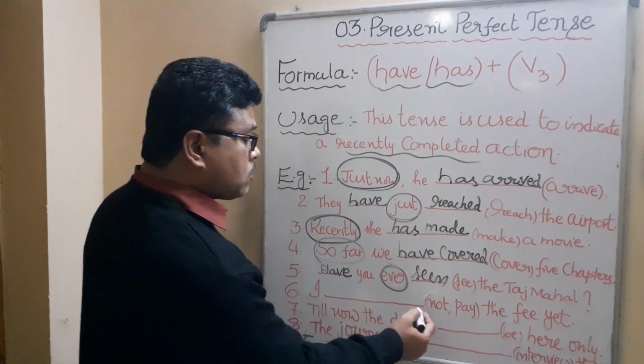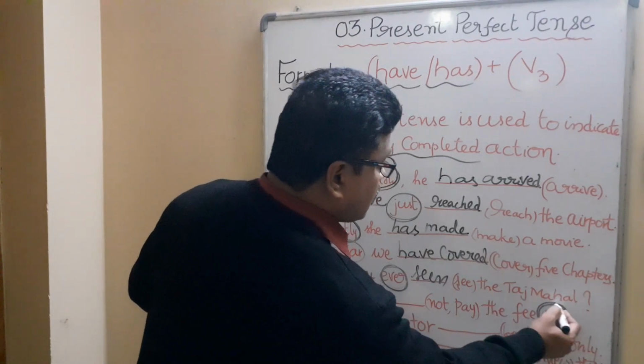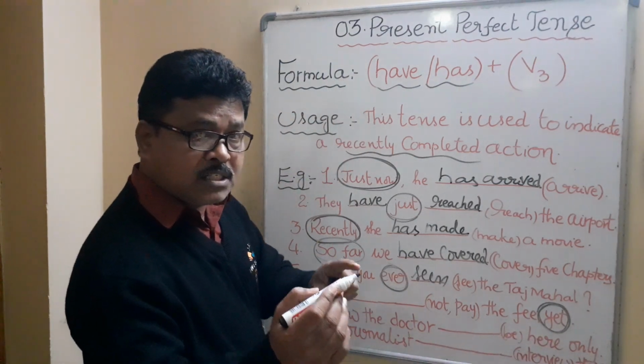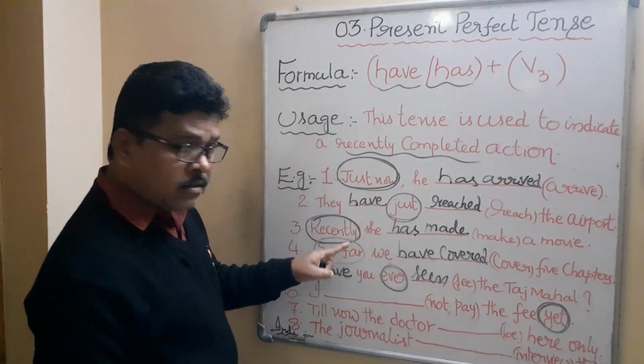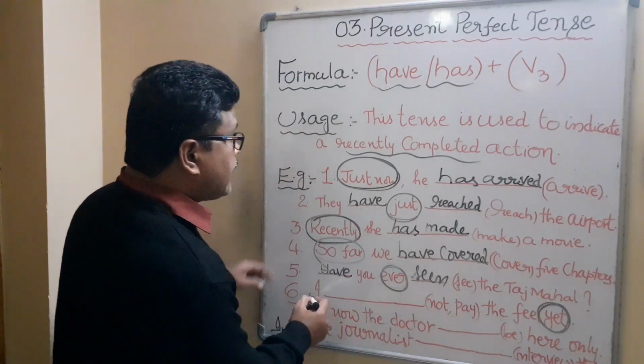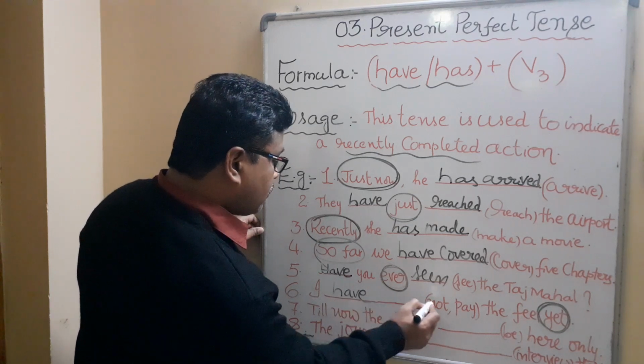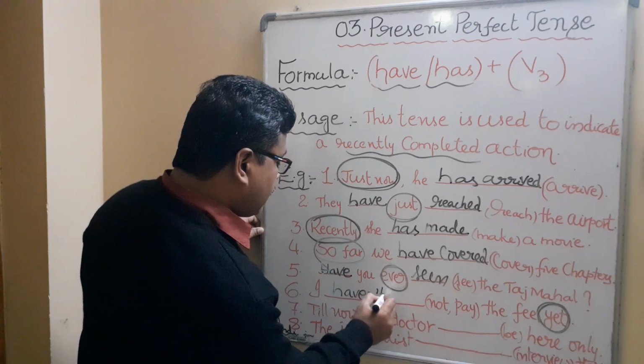Okay, I have not paid the fee yet. Yet, this is the indication. So okay, every sentence has an indication. Please remember, every sentence has a time indication. We have to remember these indications. Okay, yet. I takes have. I have not, there is negation. Okay, I haven't or I have not.